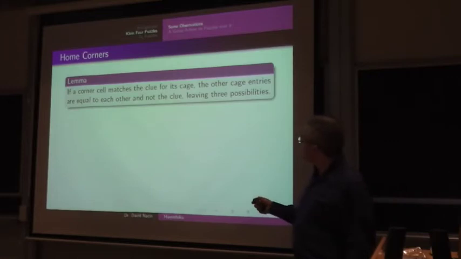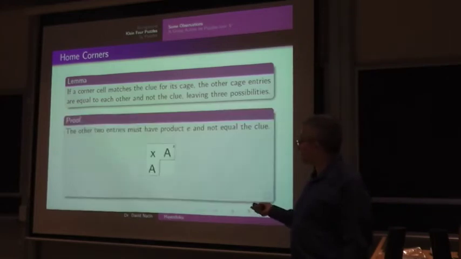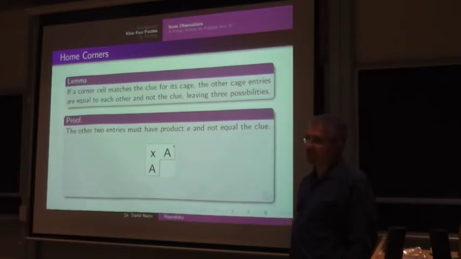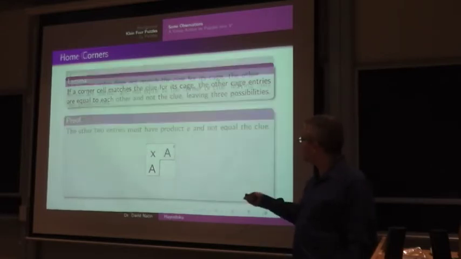Now, it turns out that if a corner cell matches the clue for its cage, the other cage entries are equal to each other and not the clue, and that gives us 3 possibilities. And here's why. If I put the clue in the corner, I know that these 2 have to give me the identity, so they have to be the same, and I'm done. And they also can't be equal to the clue. That's why there's 3 possibilities, not 4, and that's because of the Latin square condition.